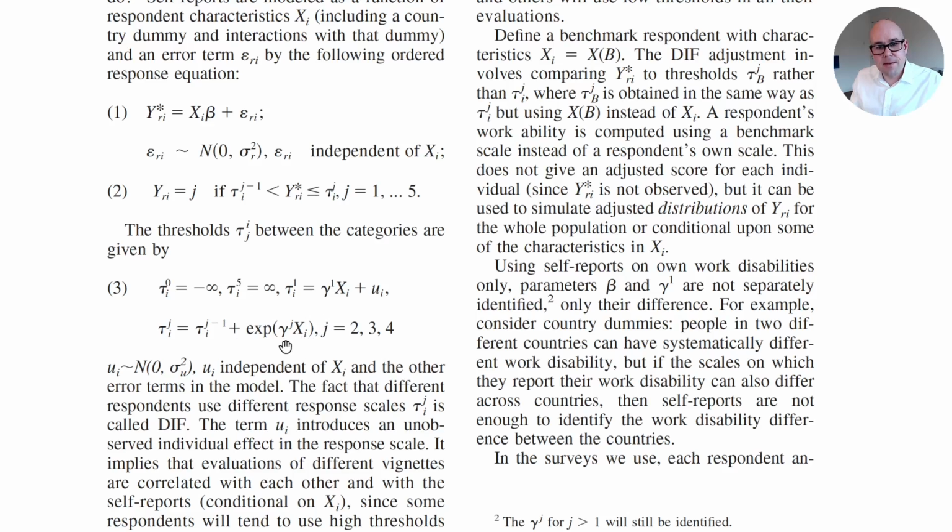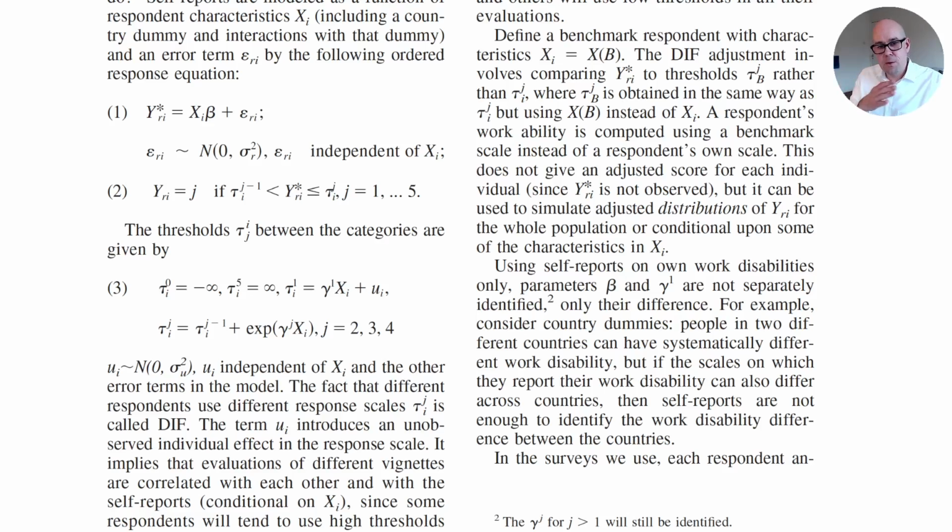The specification here has the thresholds depend on another index. The threshold for the first alternative is specified like this. And then the threshold for all subsequent alternatives is going to be the previous threshold plus the exponential function applied to an index that is different from one threshold to another. So going from j-1 to j, you would have a parameter gamma j, and that is then the parameter on xi.